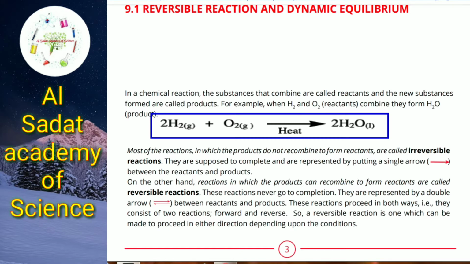Hence, the reactions which can proceed in both ways at the same time in the same conditions are known as reversible reactions. When water is formed by the combination of oxygen and hydrogen, it can be reversed, but not at the same time, simultaneously moving in forward and reverse directions. It can happen in the reverse direction only in the electrolytic cell, which is known as hydrolysis of water.